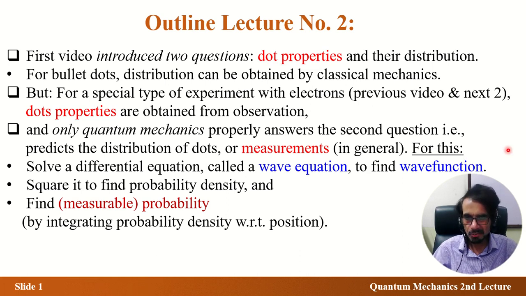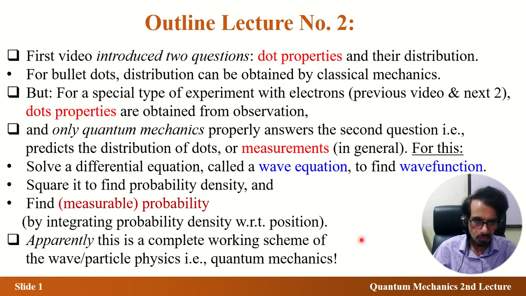And that is the topic of this course: what quantum mechanics will do for this distribution. And the answer is the following: quantum mechanics introduces a differential equation called the wave equation, and the steps are simply you select the wave equation, solve the wave equation, find the wave function. Step number 2, square it to get probability density, integrate, get probability, and that probability is a measurable quantity, and that scheme is completed.